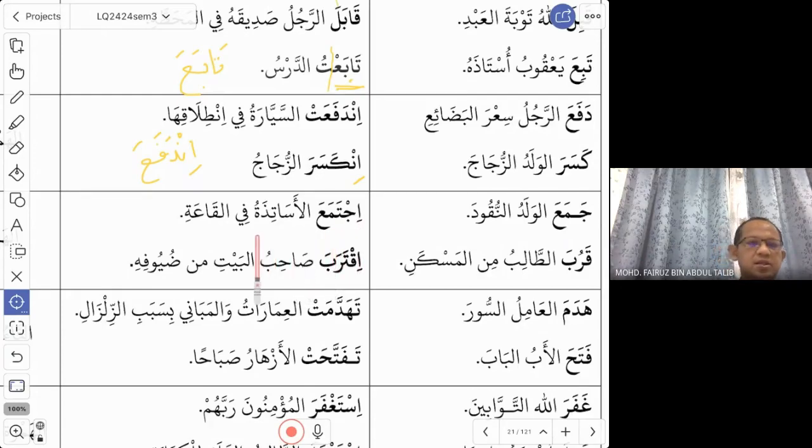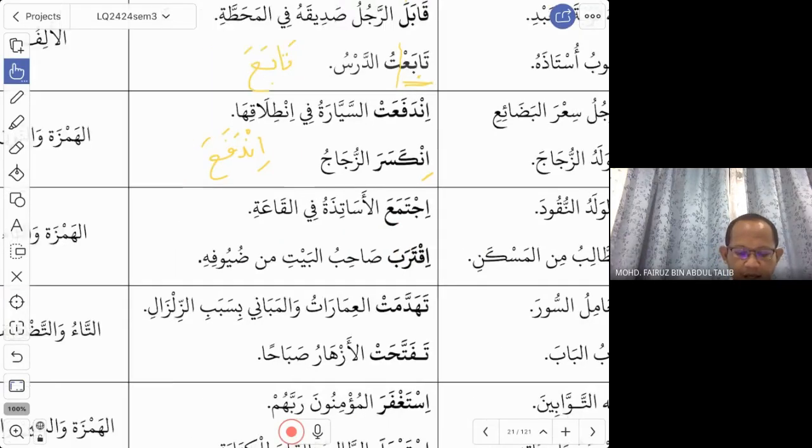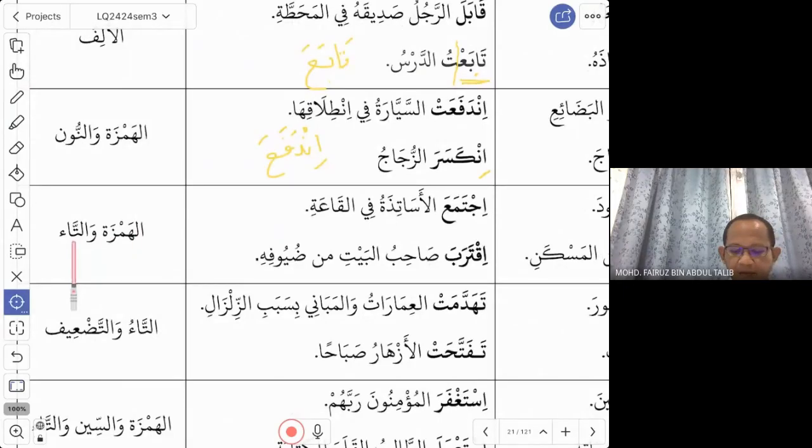Ijtama'al asatizatu fil qa'ati. The teachers, jama' ustaz, the teachers gathered in the hall. Qa'a means hall. So they had a meeting in the hall. You say ijtama'a. They gathered or they had a meeting, you say ijtama'a. So these are two different fi'l, because the pattern or the form has been changed. Now, ijtama'a. The additional letters here are hamza and ta.